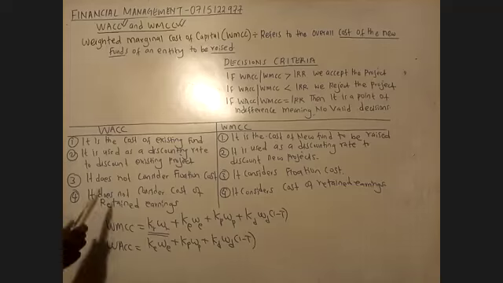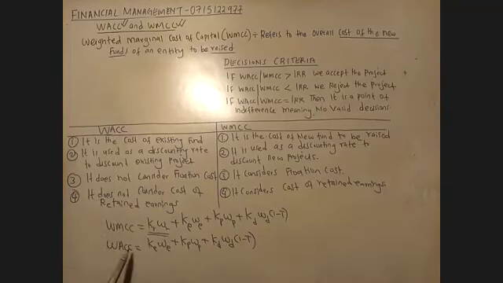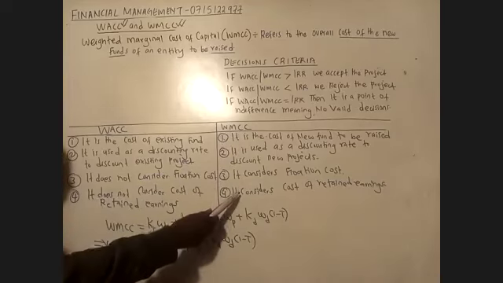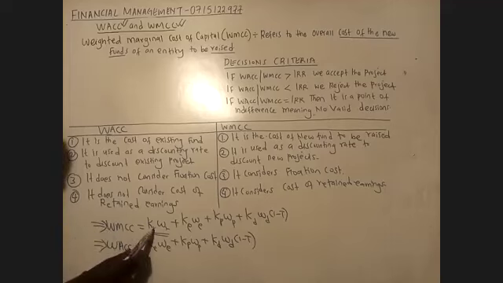Now we are saying, for WACC, it does not consider the cost of retained earnings. So ukiangalia kwa WACC, our WACC does not have the cost of retained earnings. But when we go to WMCC, it considers the cost of retained earnings. Na ukiangalia kwa hii formula yetu hapa, it has the cost of retained earnings. So that's how you differentiate between WMCC and WACC in terms of calculation. But in terms of theory, the rest are applicable.